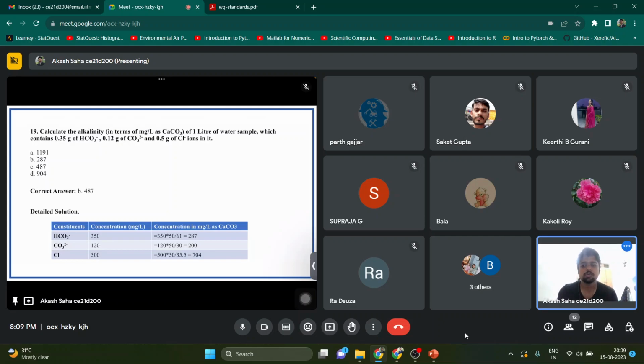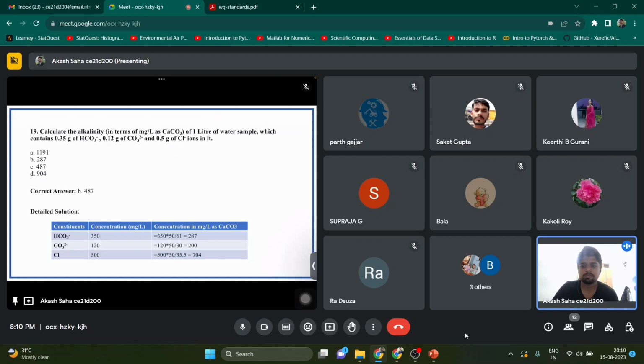But now I want to change it to milligram per liter as CaCO3, in terms of CaCO3. So again, we have to multiply with a factor. So the factor would be 350 into 50. So what is 50? 50 is the equivalent weight of calcium carbonate. And what is 61? 61 is the equivalent weight of bicarbonate. So how is 61 the equivalent weight of bicarbonate? If we see the molecular weight of bicarbonate, it is 1 plus 12 plus 3 into 16, which is equal to 61. And it has a charge of -1 or 1. So 61 by 1 is 61.